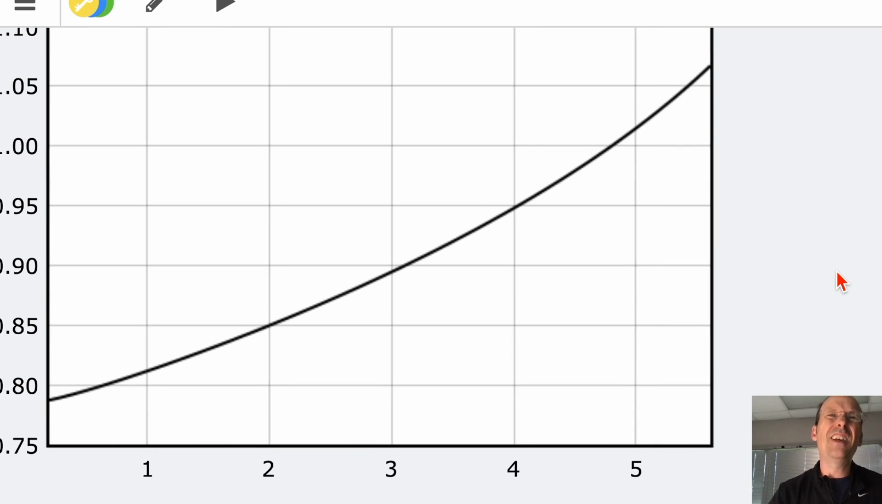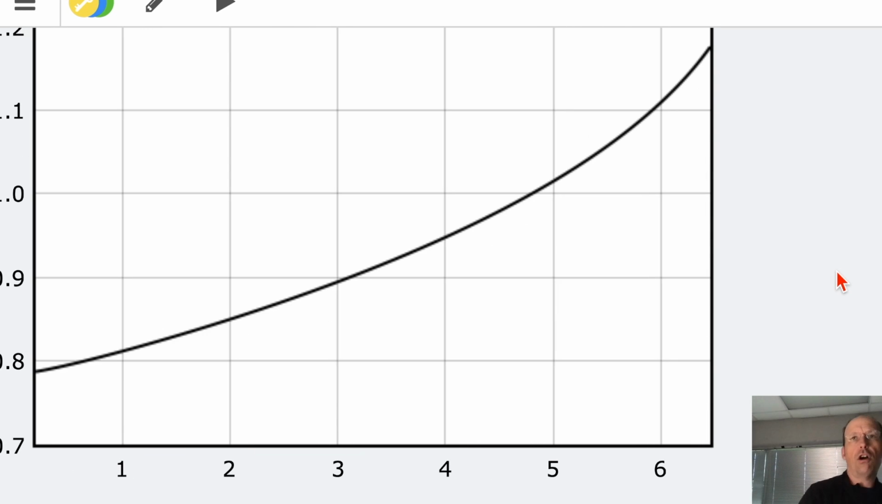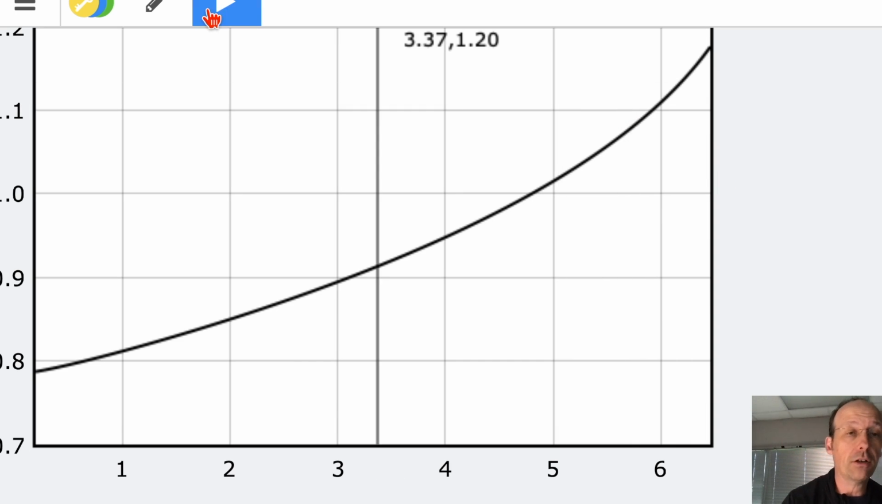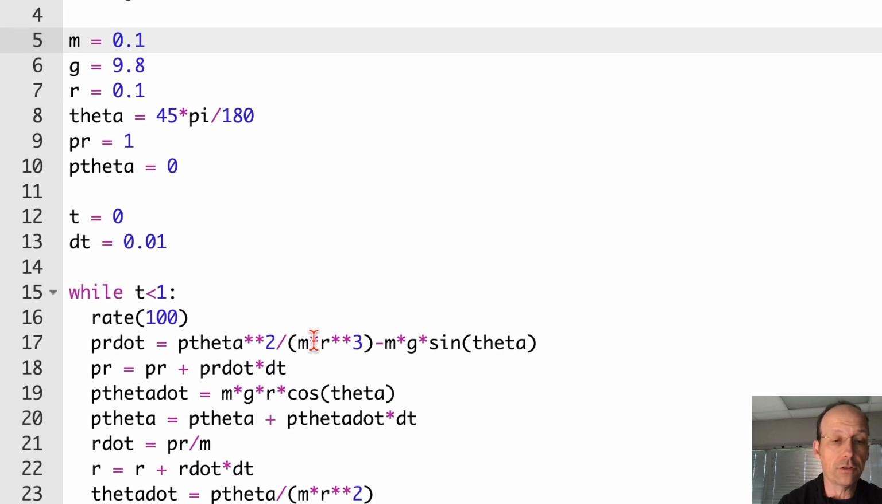Okay, so this is a polar trajectory, right? R versus theta. But it seems to be working, but I don't know if that's what it should look like. So let's plot X versus Y. Let's switch back to Cartesian coordinates. I know what the trajectory should look like there.